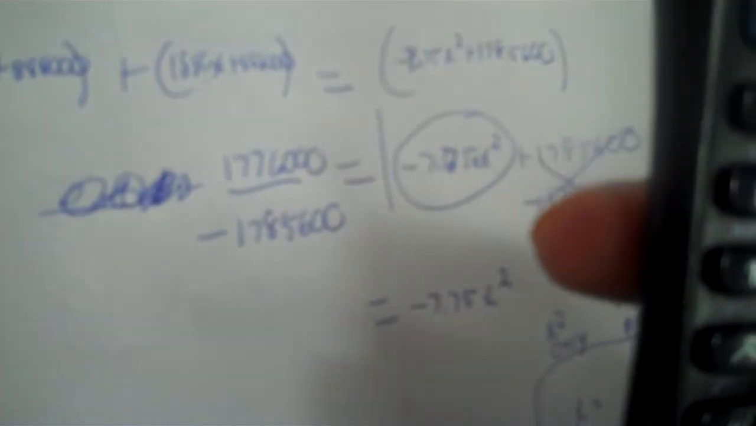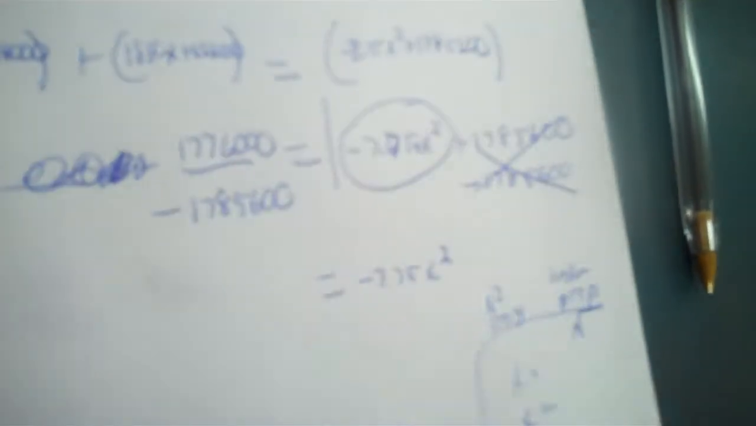So over here I've got negative 7.75x squared, 1,776,000 minus 1,785,600, which is negative 9,600. Then you divide. We'll have x squared, so negative 9,600 divided by negative 7.75, I got 1,238.71. Just put 1,239, close enough.